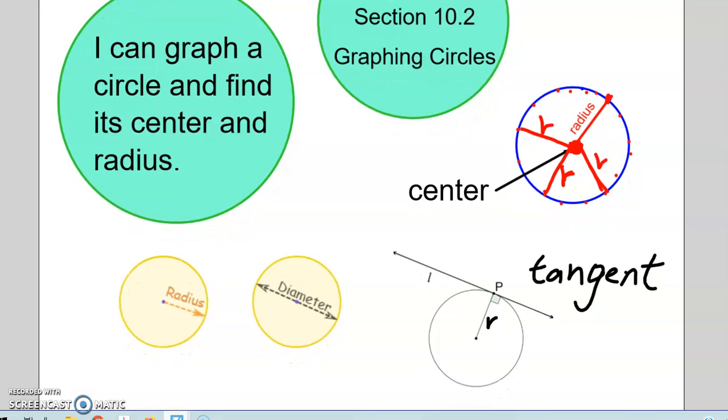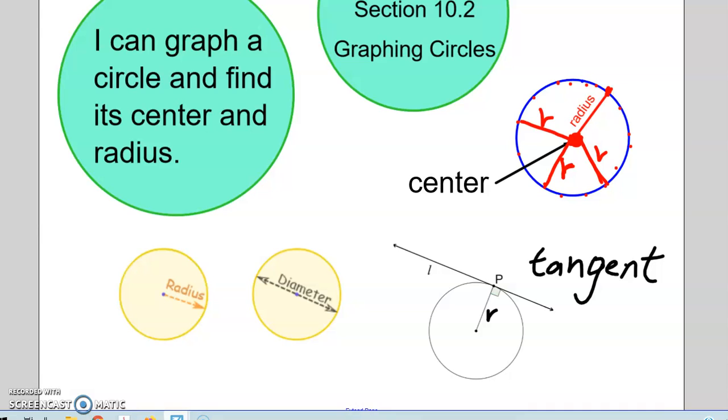Then the other set of terminology you may need is diameter. And with diameter, it's a line that goes from one point on the circle to another point on the circle, but it has to go through the center. So that is called a diameter. And so you can see here one side of the diameter is one radius and the other side is another radius. So the diameter is twice the radius.